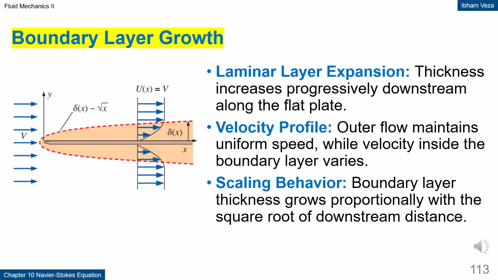Boundary layer growth. On a flat plate, the laminar boundary layer thickness increases gradually along the flow direction. The outer flow velocity remains constant, while inside the boundary layer, the velocity changes with distance from the wall. This thickness growth is proportional to the square root of the distance along the plate. This relationship shows the diffusive nature of viscous effects. This pattern forms the basis of the Blasius solution.